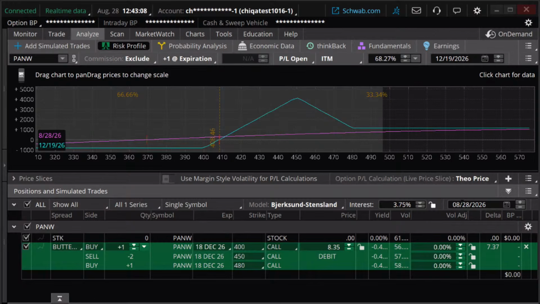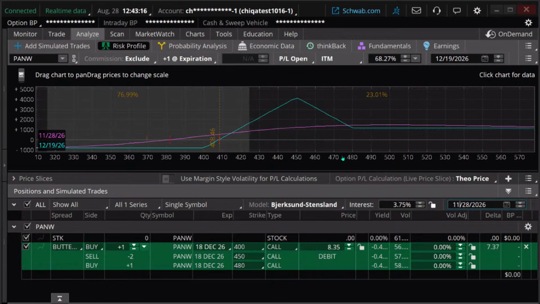The purple line is trying to tell you what the prices would be for whatever date I have down here, okay? So let's go to late November. Let me just change this to November 28th here. And I click on that. The purple line is trying to model, it's not a perfect model, what the prices would be at that date there, November 28th.